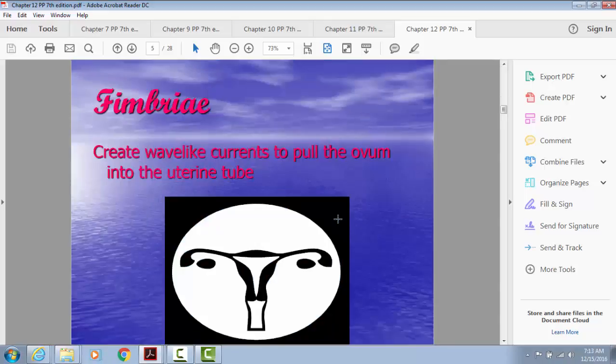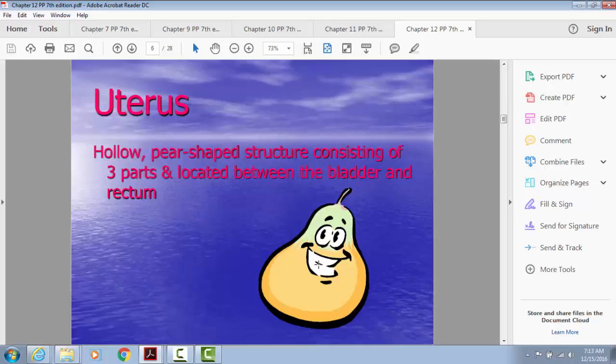The fimbriae then create wave-like currents to pull the ovum into the uterine tube. The fimbriae are on the end of the fallopian tubes right about in here. And your book has some better illustrations than what I have here. The uterus then is a hollow pear-shaped structure consisting of 3 parts located between the bladder and the rectum. There's a good diagram on page 388 in your textbook of the different female structures.